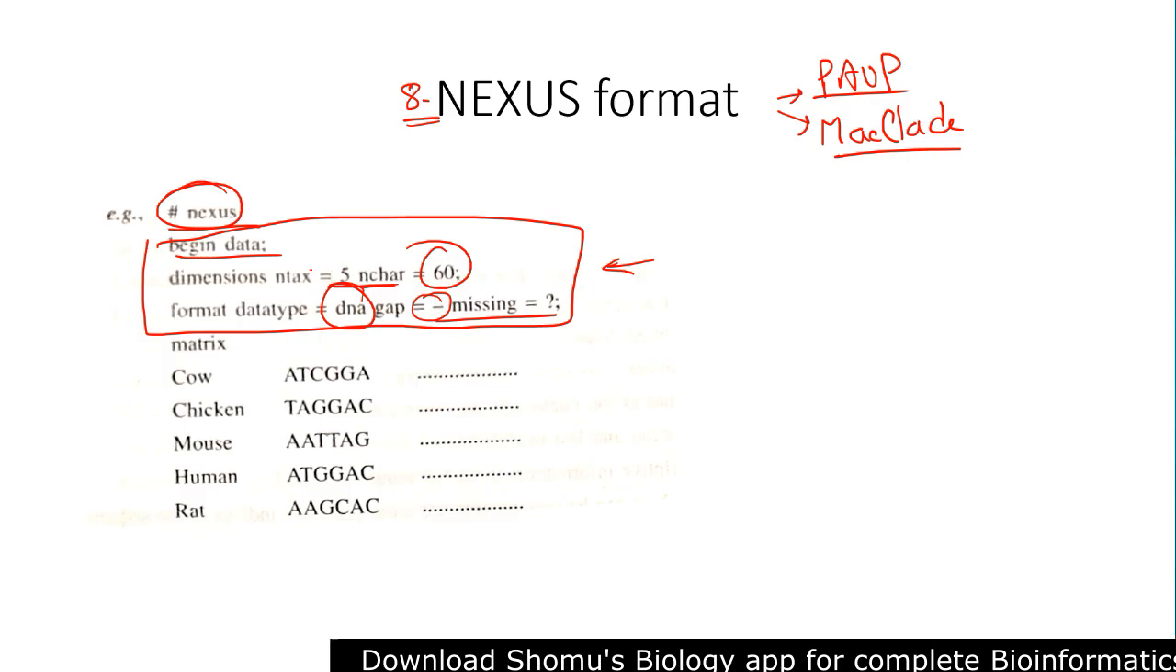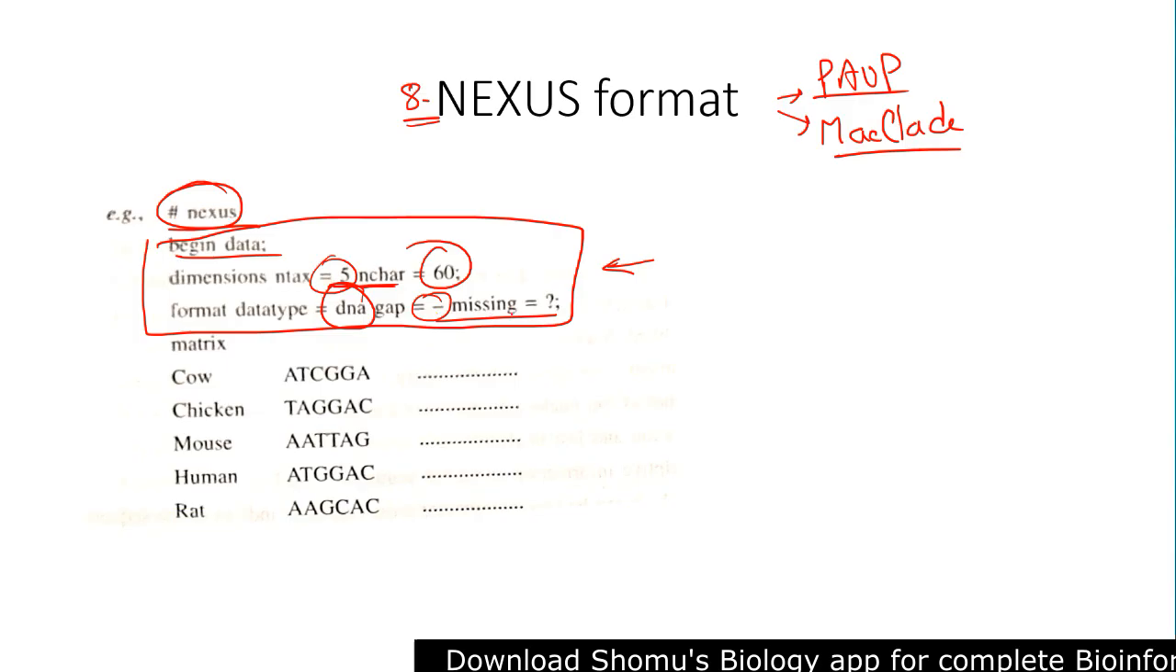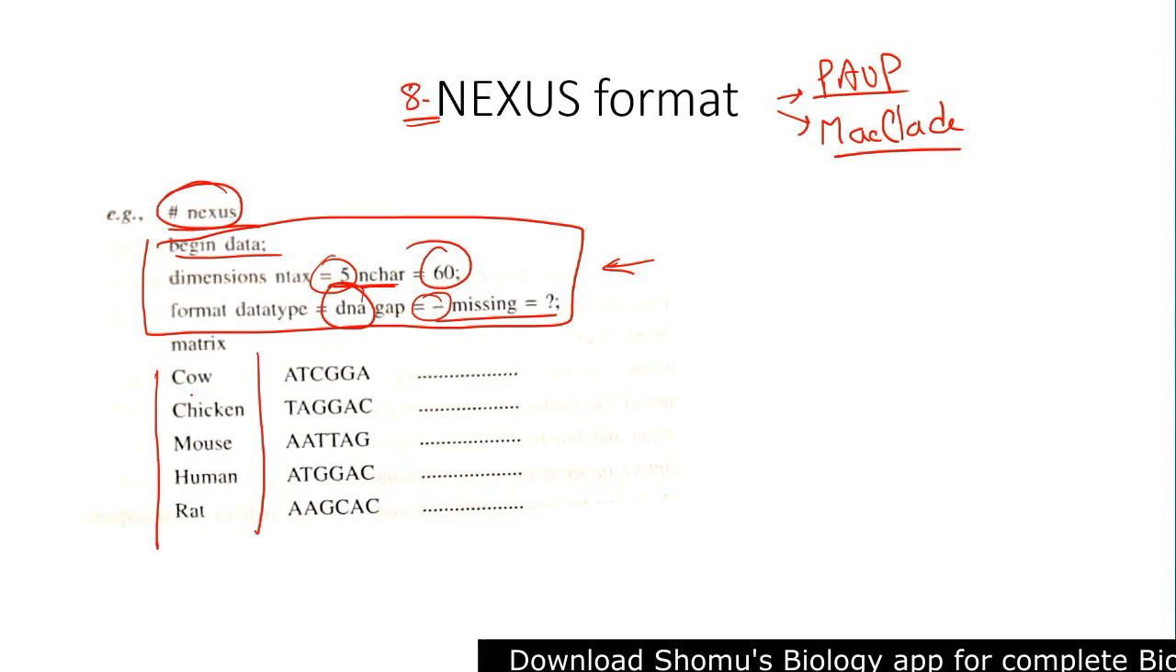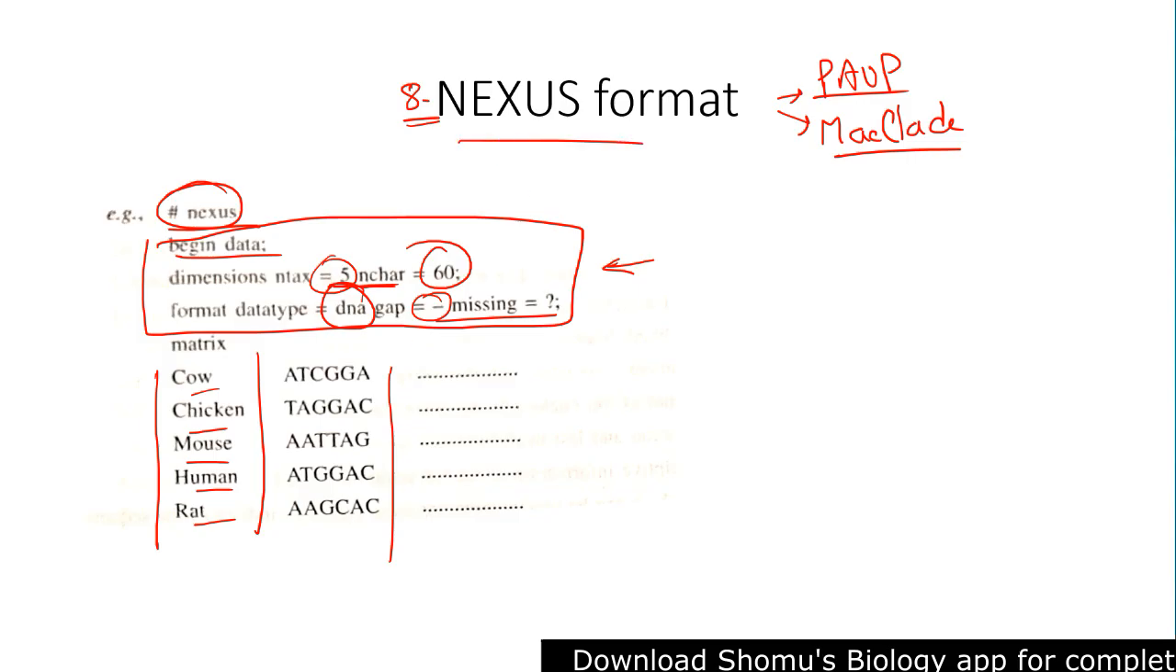The information regarding the dimension, the character, format type, whether it's a DNA or protein data. If gap is present, then it's a dash, missing is question mark, is already stated. So what else we have? We have matrix here. Cow, chicken, mouse, human, rat, and for them the data is provided. That is actually Nexus. Nexus is a data not needed for a general purpose. It's only needed if you are working with MacClade or PAUP softwares.